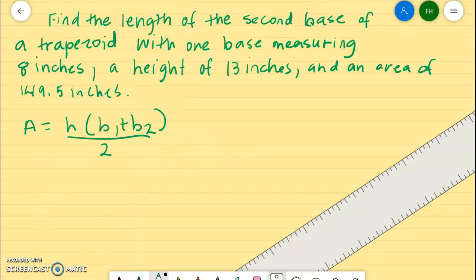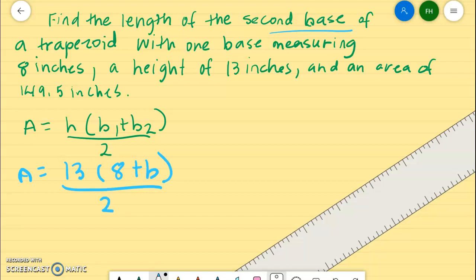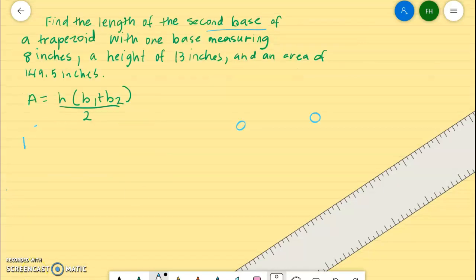So we're trying to find the length of the second base of a trapezoid, and I've already written the formula. One base is going to measure 8, and then we don't know the other base. And then the height is 13, and the area is 149.5. Okay, so let me put this back up for a minute. The height was 13, the base was 8 plus the other base divided by 2. I'm just plugging in what I know. I don't want to run out of time on my video.